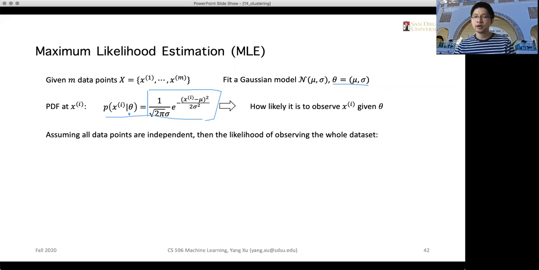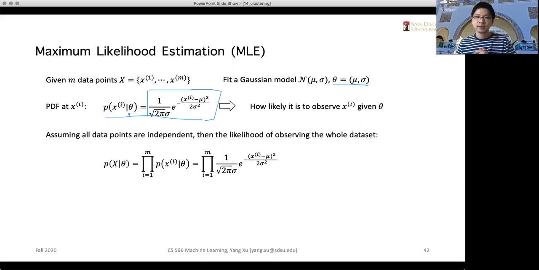We also assume all data points are independent. That means observing one data point, say xi, does not depend on the observation of xj or xk or any other data points. So we can think of the likelihood of the total data set as simply the product of the likelihoods of all the individual data points, because they are independent observations. So we can use the product of the likelihoods of all the data points as the likelihood for the whole data set.